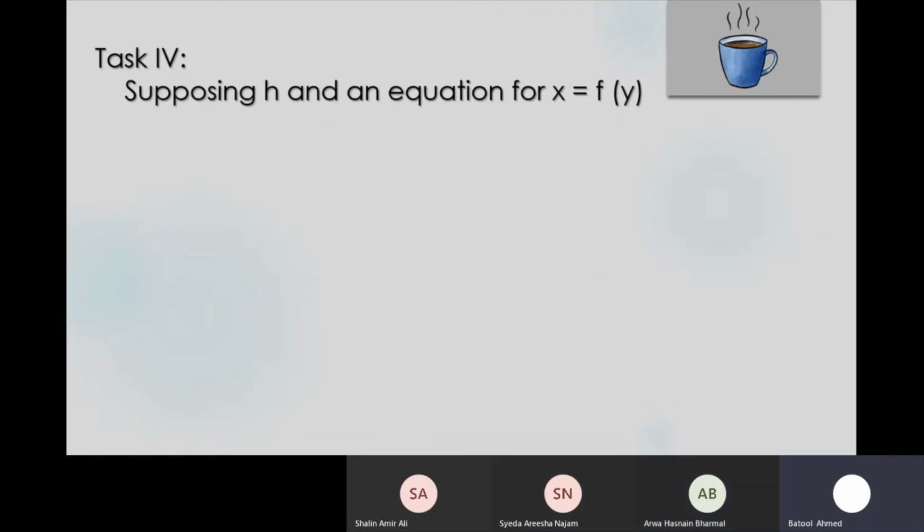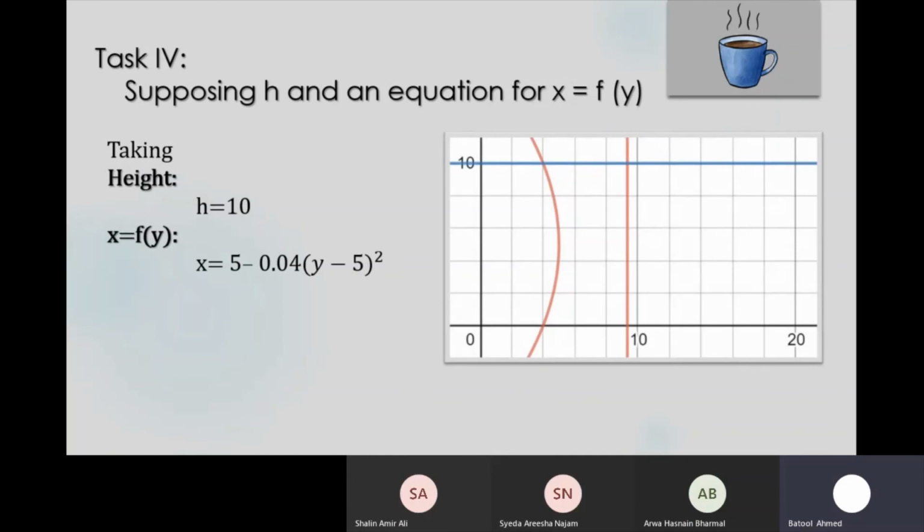Okay, so now we have the equations for k, V1 and V2. So if we suppose a value for the height and an equation for x equals f of y, we can visualize our results. After playing around with many different values, we decided that the height should be 10 and the equation should be x equals 5 minus 0.04 times (y minus 5) squared.